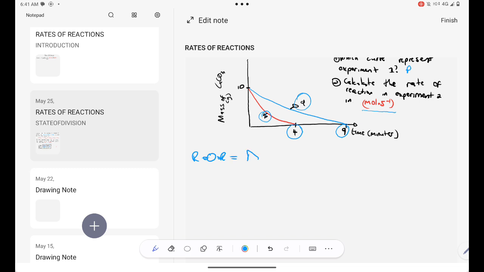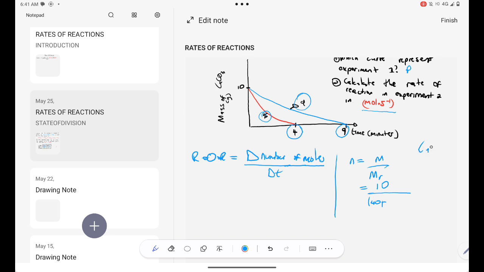Remember that, guys, the rate of reaction is always the change in quantity all over the change in time. In this case, they want us to find the rate of reaction in mole per second. That means you must find the change in the number of moles of our calcium carbonate that changes per unit time. How can I find the number of moles of calcium carbonate? I know that n is equal to mass all over the relative atomic mass number. The initial mass was just 10 grams.